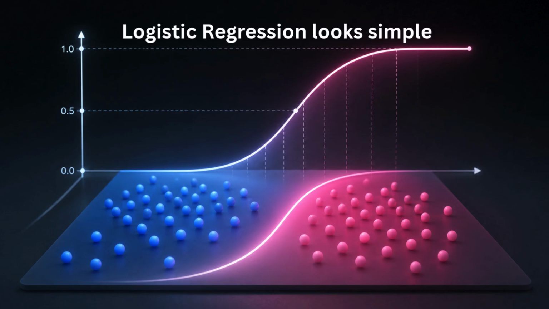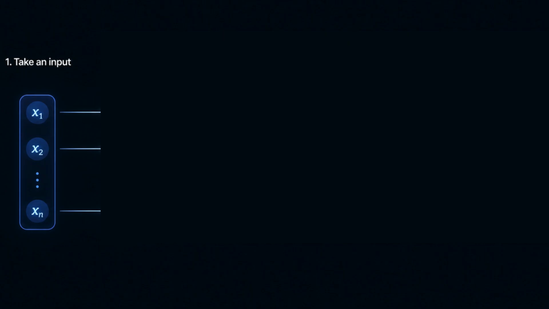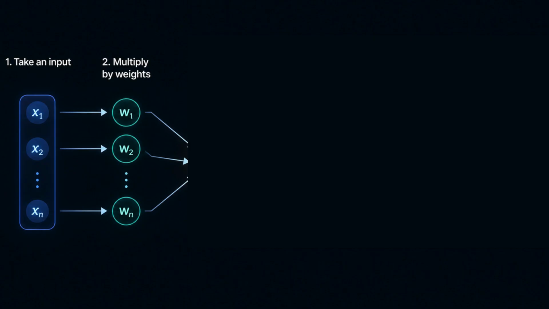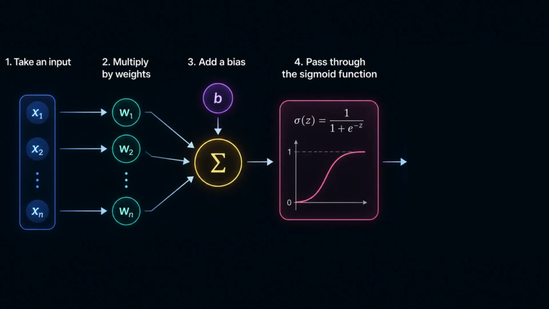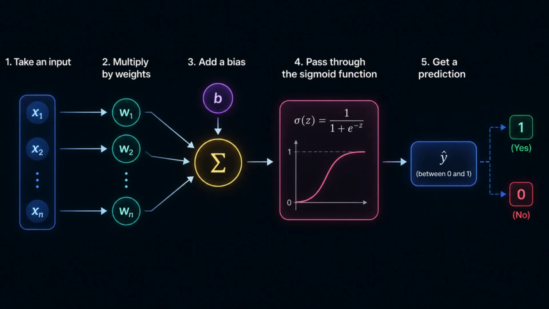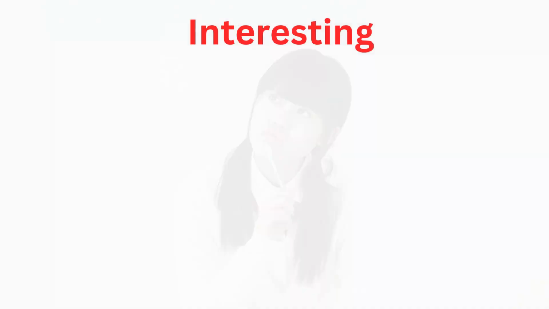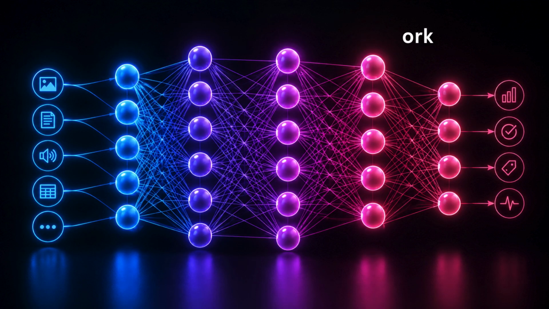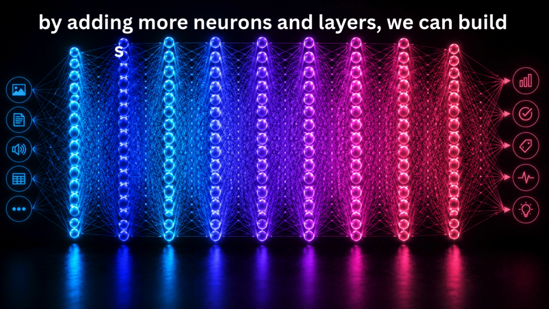Logistic regression looks simple. Take an input, multiply it by weights, add a bias, pass it through the sigmoid function, and get a prediction. But here's what's interesting. This is already a neural network. And by adding more neurons and layers, we can build something much more powerful.